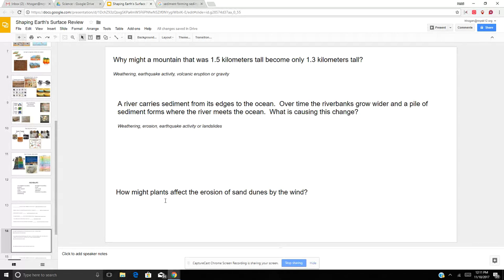How might plants affect the erosion of sand dunes by the wind? So sand can be moved or eroded by wind, right? Does that make sense that wind could blow sand around? Well, how might plants change that?